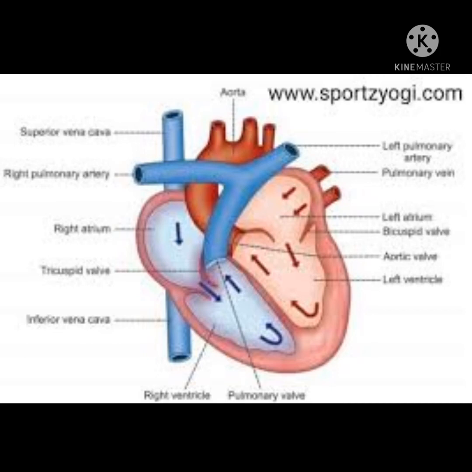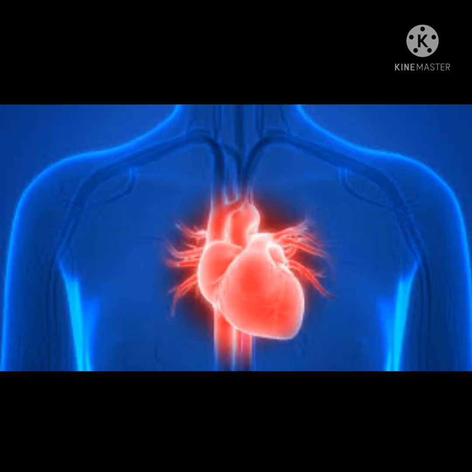to our left atrium. With the help of the SAN action potential, the atrium contracts, and with the help of the bicuspid valve, which is present at the junction where the left atrium and ventricle open, it prevents the backflow of blood.